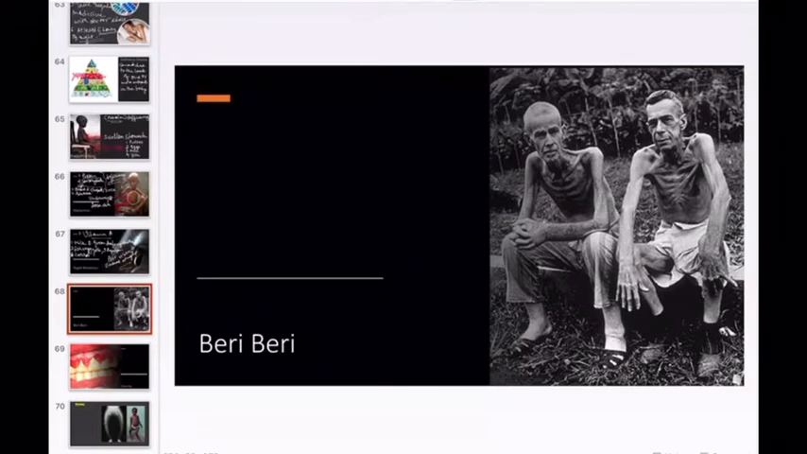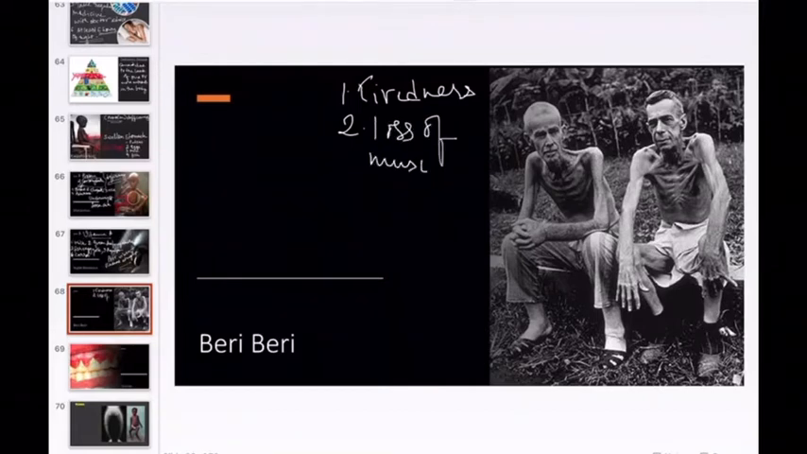Next, we have the fourth type of disease called beriberi. It sounds like berry, strawberry, but this is not a very good berry. This is a very bad berry. That's why we call it beriberi. Beriberi symptoms. First, tiredness. Second, loss of muscle functions.